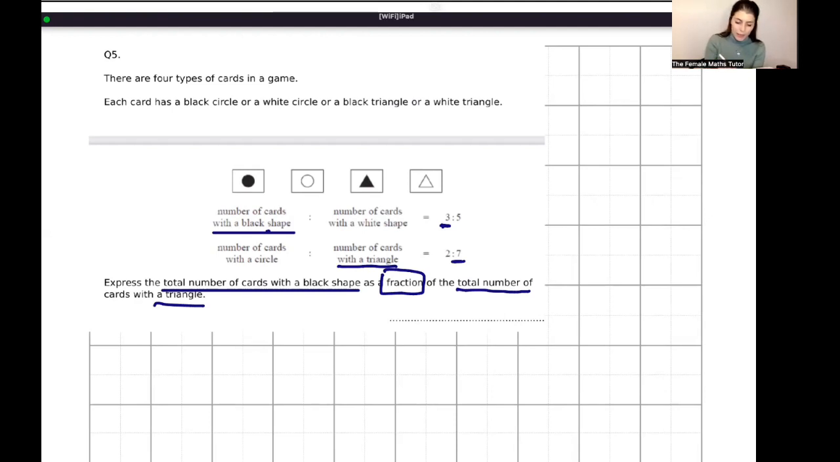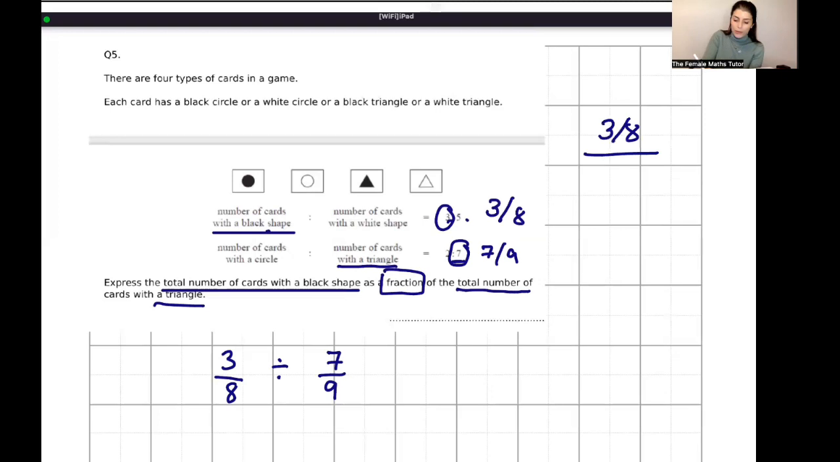So let's just go back a step. So the total number of cards with a black shape is 3 out of 8, because it's 3 plus 5 is 8. So 3 out of 8. The total number of cards with a triangle is 7 out of 9, because 2 plus 7 is 9. So because it asks for it as a fraction of the total, you're not timesing here, you're actually dividing, because you would have written it like this: 3 out of 8 of, or out of, sorry, 7 out of 9. Okay, that's what it means.